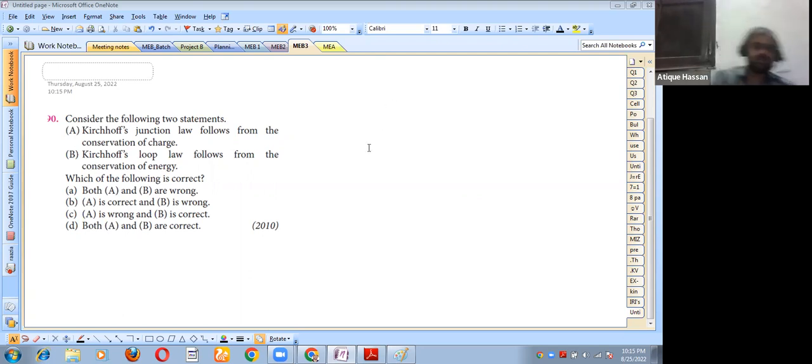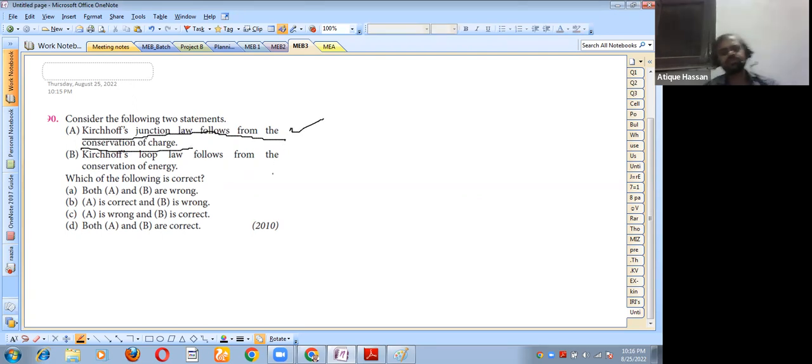So let us see what has been asked in the question. What it says, we have to identify the correct statements, right? So what is the first statement? Kirchhoff junction law follows from conservation of charge. Yes, this we have already discussed. Kirchhoff junction law is based on conservation of charge. Now what does statement B say? Kirchhoff loop law follows conservation of energy. Yes, correct. Kirchhoff loop law or Kirchhoff voltage law is based on conservation of energy. So both are correct. So the correct option is D. So Samaira, you were right. The correct option is D.